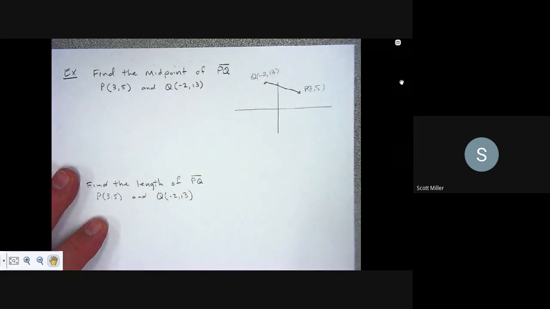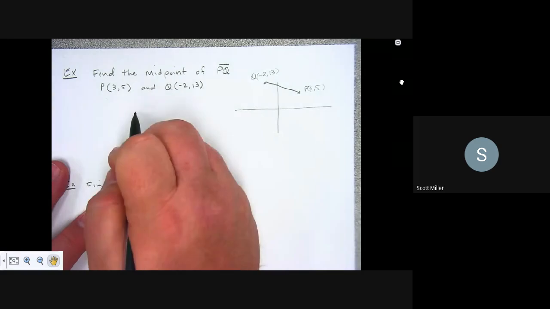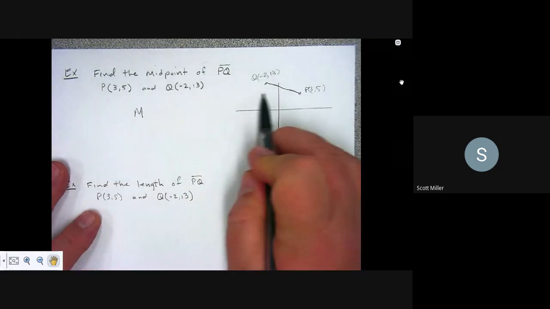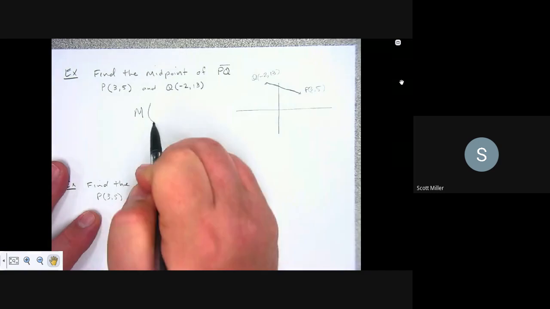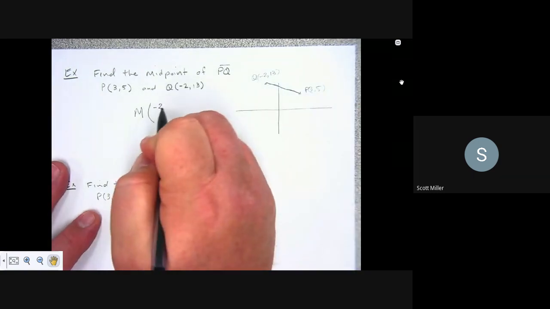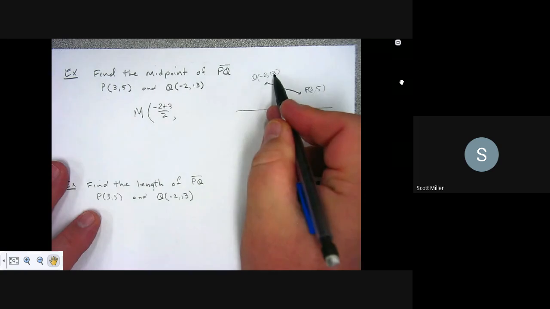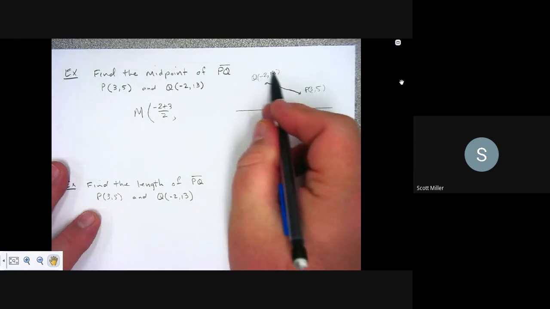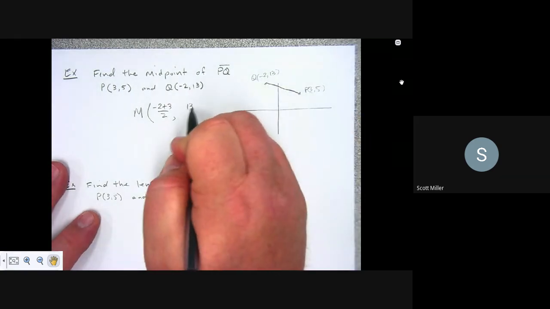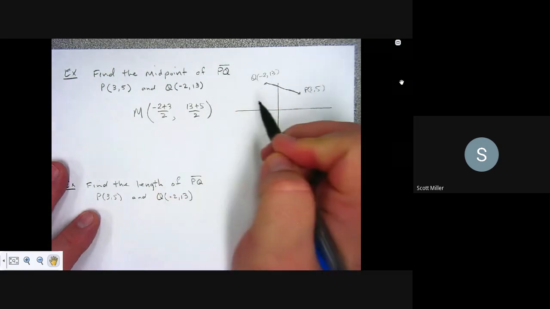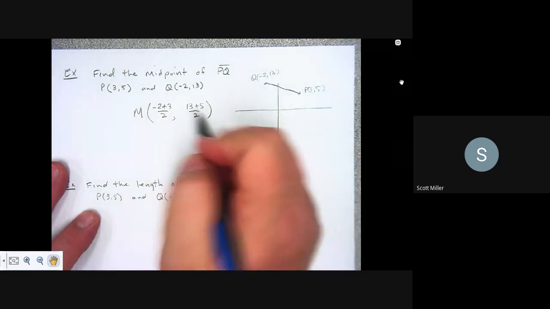I want to find the midpoint. Okay? So the midpoint is what? It's in the middle. So it's going to be in between 3 and -2. So I take the x's, add them, divide by 2. Take the y's. Since I started at this point, I should start the y's at this point. So it'll be 13 plus 5. Divide that by 2. Okay? And so then you clean these up and you get your final answer.